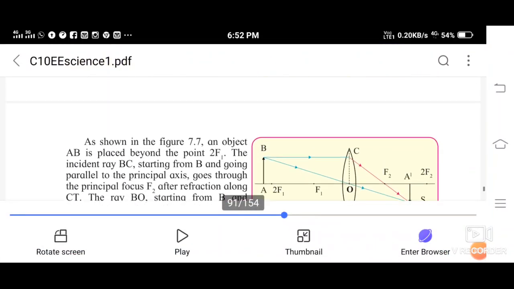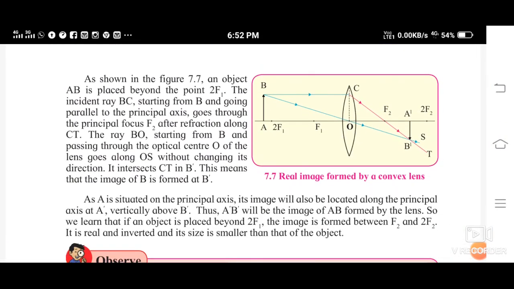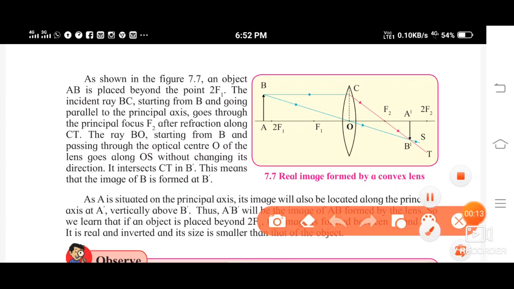Students, in the last video, we saw the real image formed by a convex lens, isn't it? Now, I told you when the object is kept at infinity, the image will be formed on f2. The size of the image will be very, very small, almost a point source.